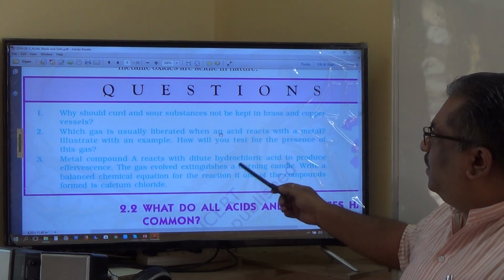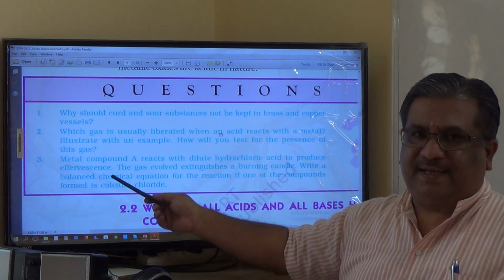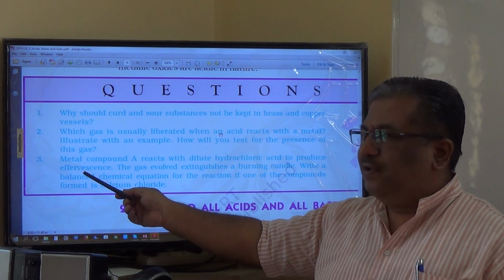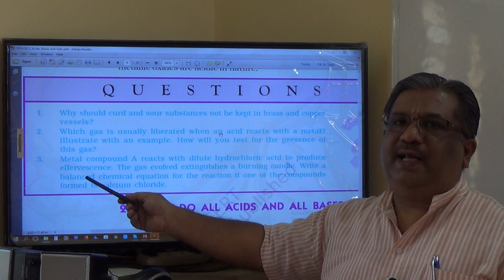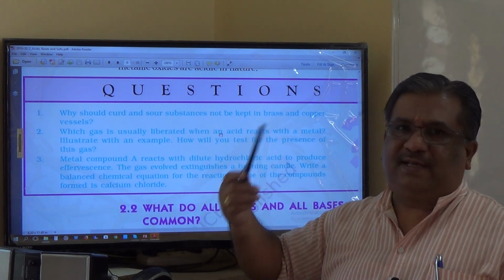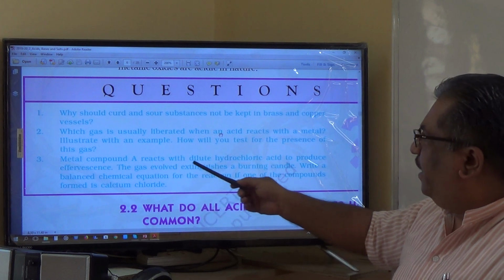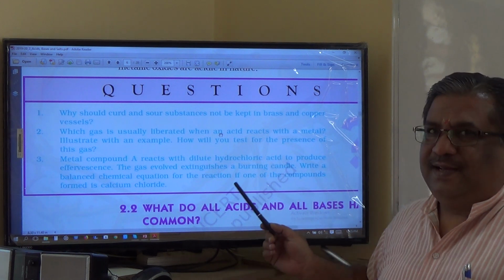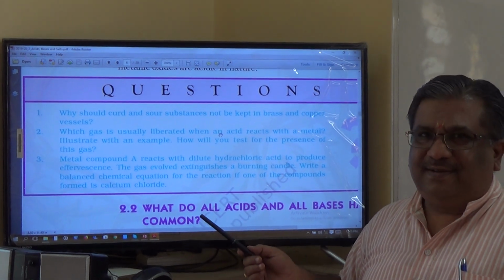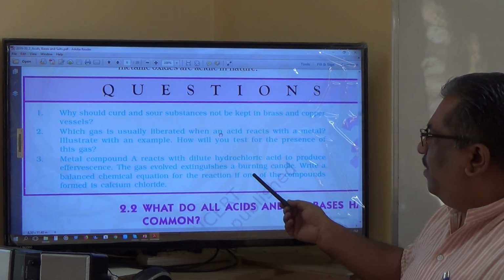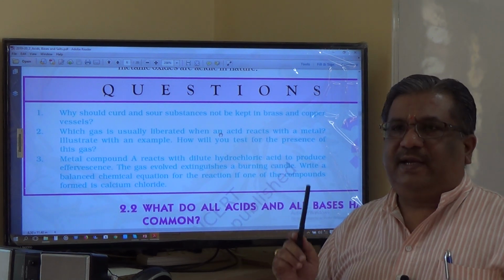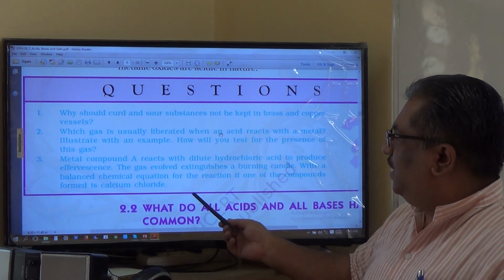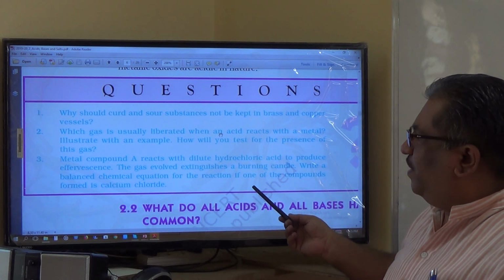Metal compound A reacts with dilute hydrochloric acid to produce effervescence. I hope you must have already concluded, effervescence means the rapid evolution of gas. So you must have got the answer now. A metal compound A reacts with dilute HCl to produce effervescence. The gas evolved extinguishes a burning candle. So definitely it must be carbon dioxide, is it not? It produces an effervescence and it extinguishes a burning candle, which means it is carbon dioxide gas. Write a balanced chemical equation for the reaction if one of the compounds formed is calcium chloride.